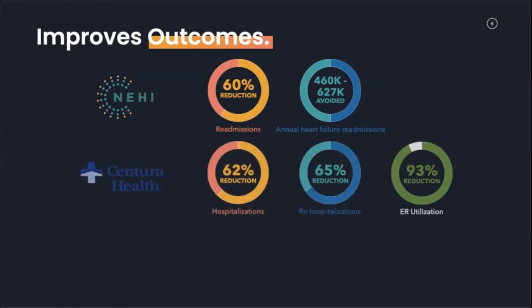In addition to that survey, we also liked a case study done by Centura Health. They followed 200 patients for a year, and what they found was that hospitalizations were down 62%, readmissions were down 65%. And what I think is even most impressive was that emergency department utilization dropped by over 90%, from 283 visits the year before down to 21.